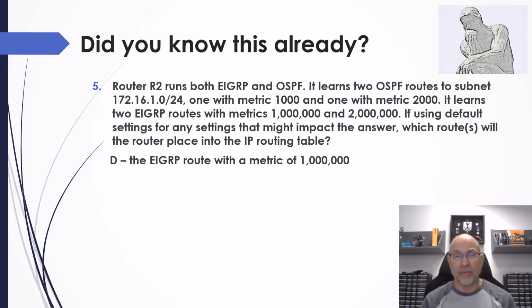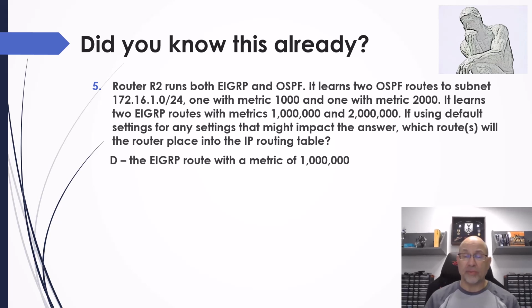the routing table? And the answer here, even though the EIGRP routes have a huge metric, EIGRP has a lower admin distance when compared to OSPF. And so the EIGRP route with a metric of 1,000,000 would be installed.